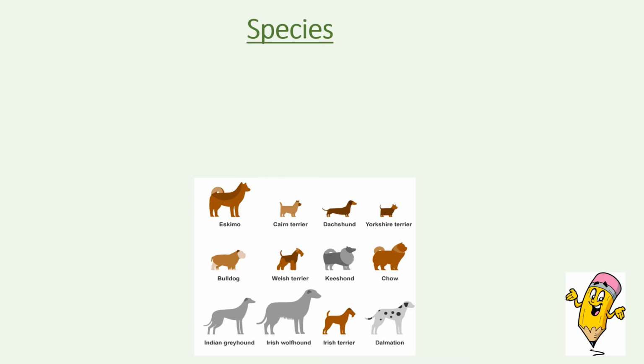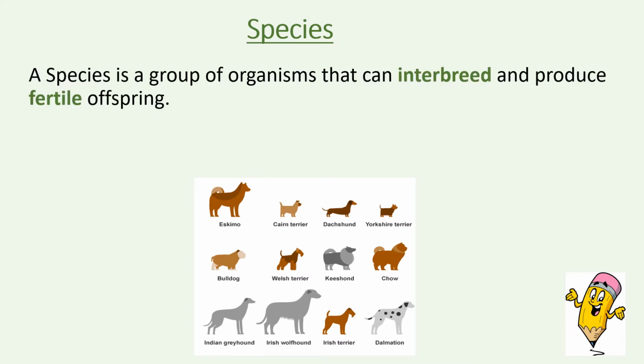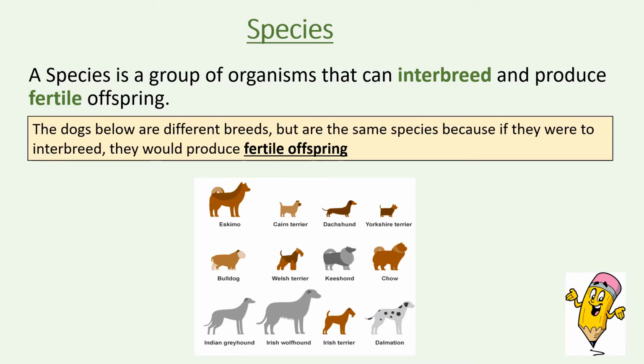So the answer is a species is a group of organisms that can interbreed and produce fertile offspring. For example, dogs are a species because they can interbreed to produce other dogs, and their dogs can then interbreed to produce other dogs. Offspring are basically children, babies of organisms. Donkeys are a separate species. They can't interbreed with dogs because they're not similar to dogs, but they can interbreed with each other.